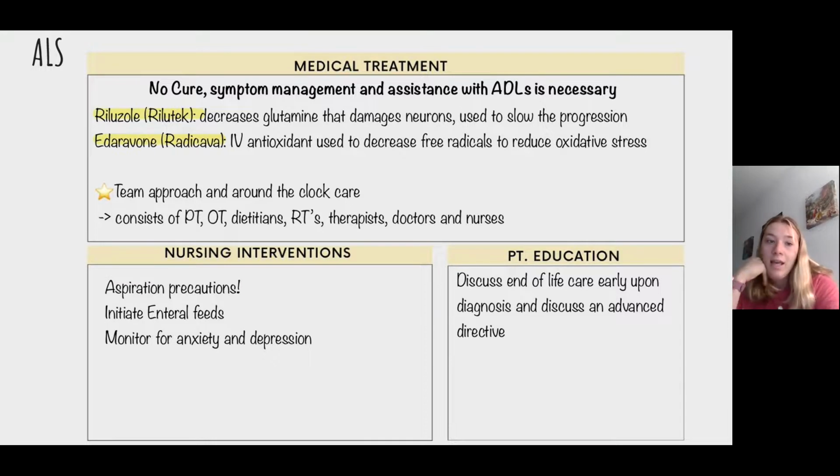So nursing interventions: ABCs, aspiration precautions, of course. These patients won't be able to eat, so we have to make sure we initiate enteral feeds and maintain adequate nutrition. And then, like I talked about earlier, monitor for anxiety and depression. It's a big one with these patients. Unfortunately, this terminal disease really can take a toll on patients and their family. Usually this happens in their 30s, 40s, when they have kids, a wife, a husband, anything. So just keep that in mind. What do we want to do upon early diagnosis? Really discuss end-of-life care and an advance directive.